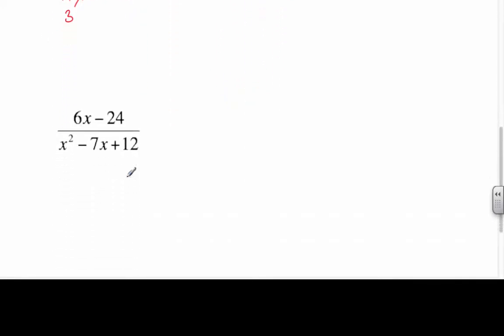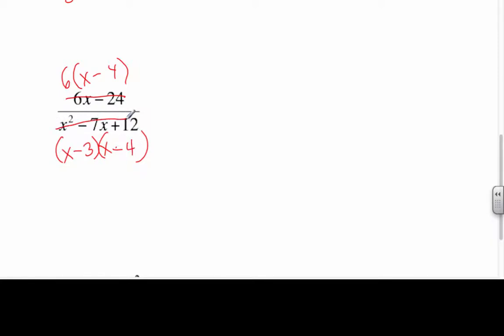So let's take a look at this example down here. Anything in common among 6x and 24? Yep. So I'm going to cross this out. I'm going to factor out the common factor of 6. And then I get x minus 4. Looking at the denominator, I can factor that. First terms in each are x. This tells me the signs are the same, both negative. Now I need factors of 12 that will add and give me 7. So what multiplies to give me 12, but when added will give me 7? So that's 3 and 4.